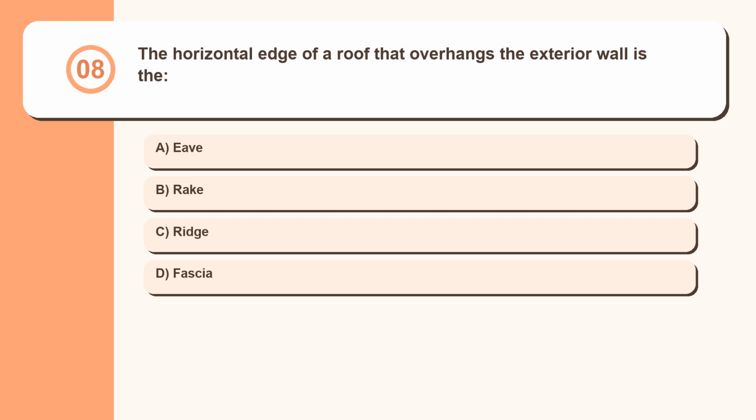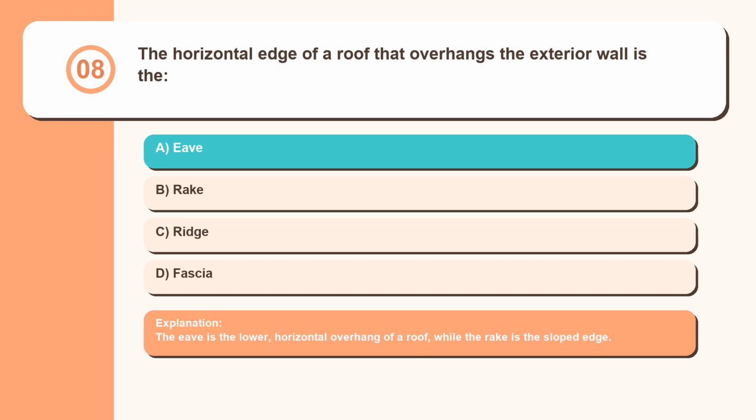Question 8. The horizontal edge of a roof that overhangs the exterior wall is the eave, rake, ridge, fascia. The eave is the lower, horizontal overhang of a roof, while the rake is the sloped edge.